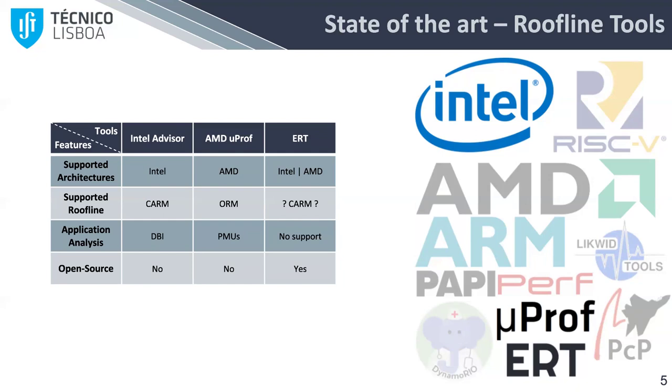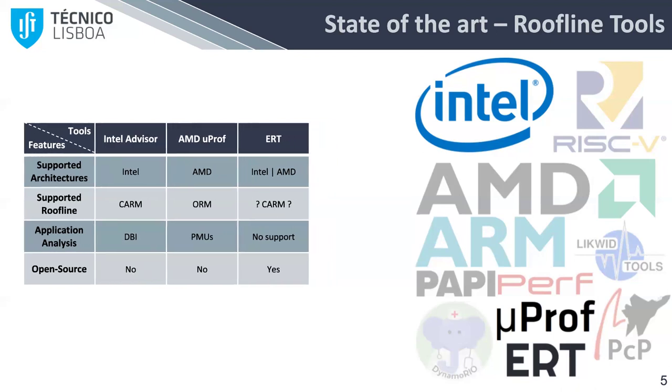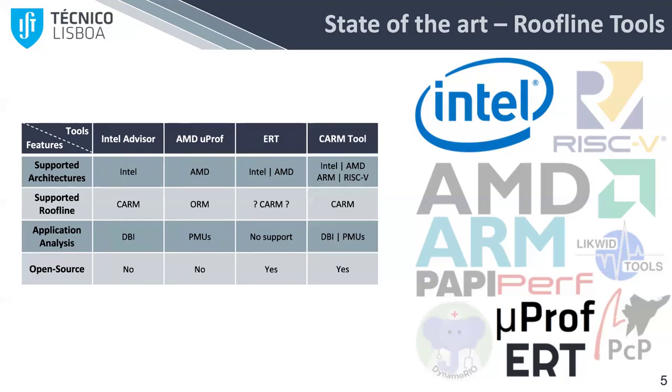And then besides these two closed source tools, there is ERT, which supports CPUs from both vendors. And while it does not explicitly state which type of roofline model it implements, it produces something very similar to the CARM model. However, the ERT tool does not provide any way to analyze applications in the context of the CARM model. So also, as you may have noticed, none of these tools are able to provide support for other vendors like ARM and RISC-V, which is exactly the problem that the CARM tool fixes via the support for these vendors. And by also providing both DBI and performance counter application analysis options for even more flexibility in its utilization.